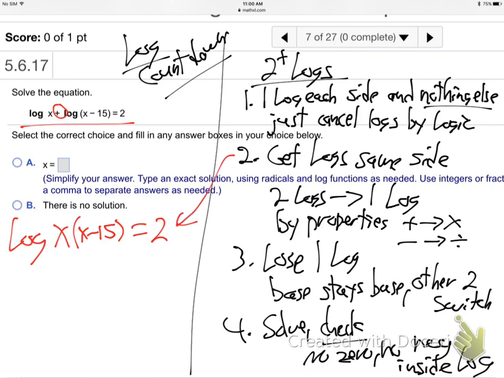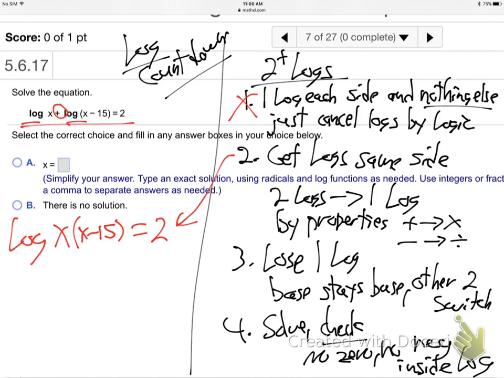So 2 logs become 1 log. We don't have step 1 on this problem, because that's if you just have 1 log on each side and they're the same. So 2 logs become 1 log. We're counting down the logs. Next line, we're going to have no log.